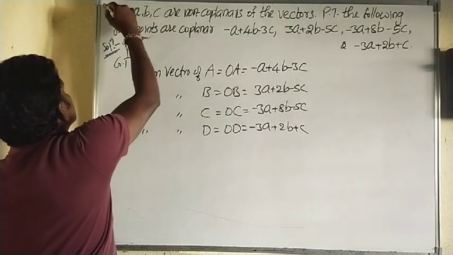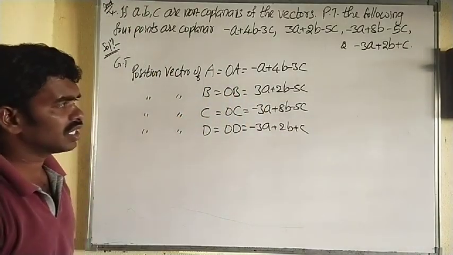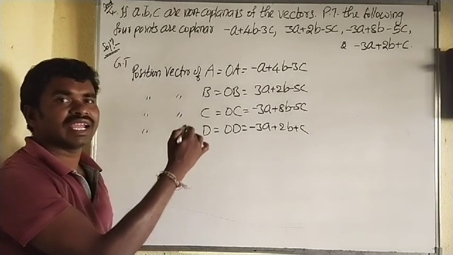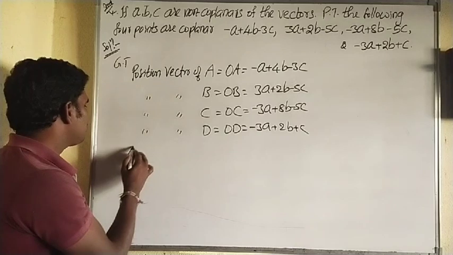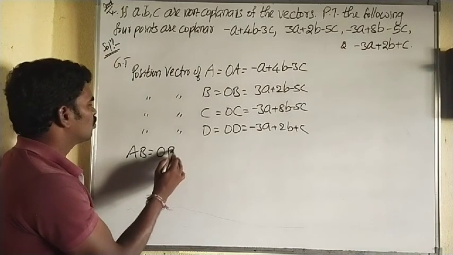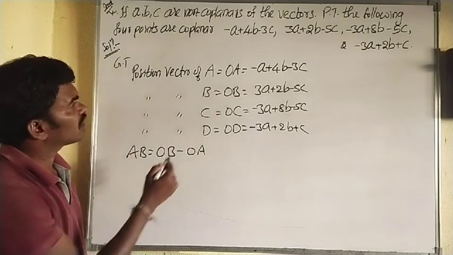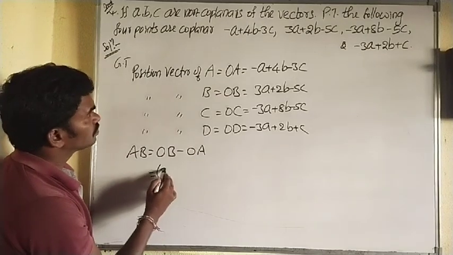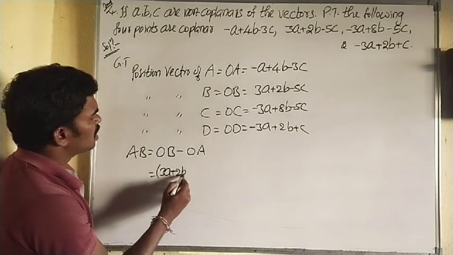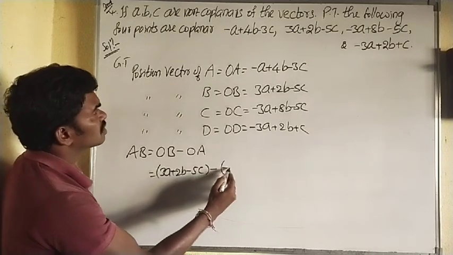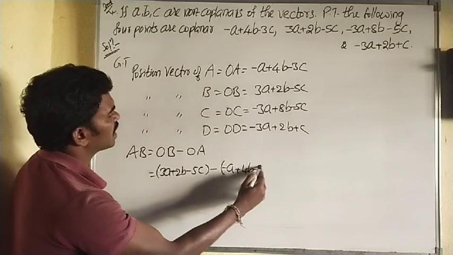For 4 marks it is an important question. We should find AB, AC and AD. So AB means what? Very good: OB minus OA. OB means 3a plus 2b minus 5c, minus OA, and OA means minus a plus 4b minus 3c.